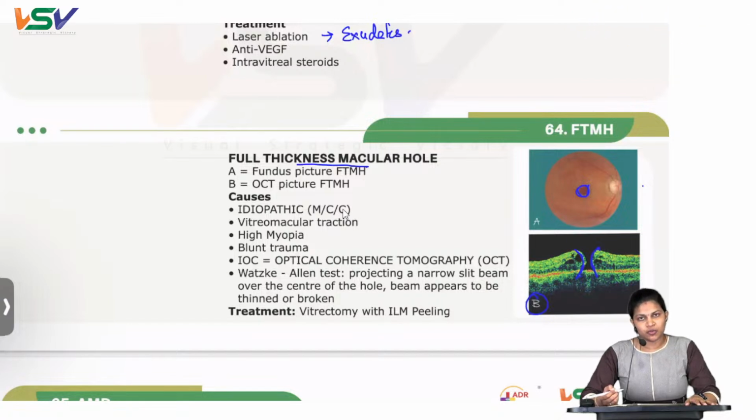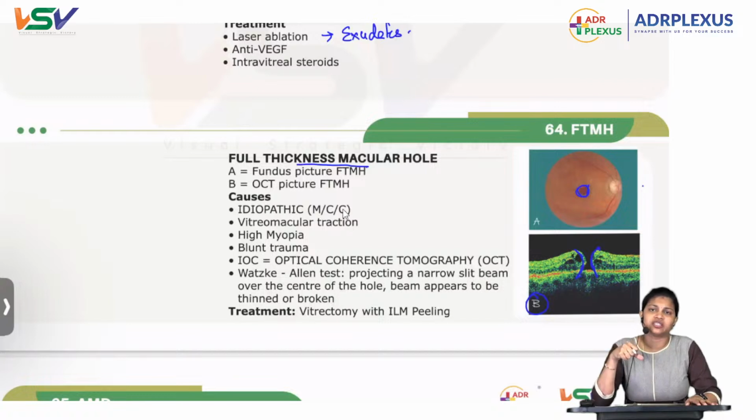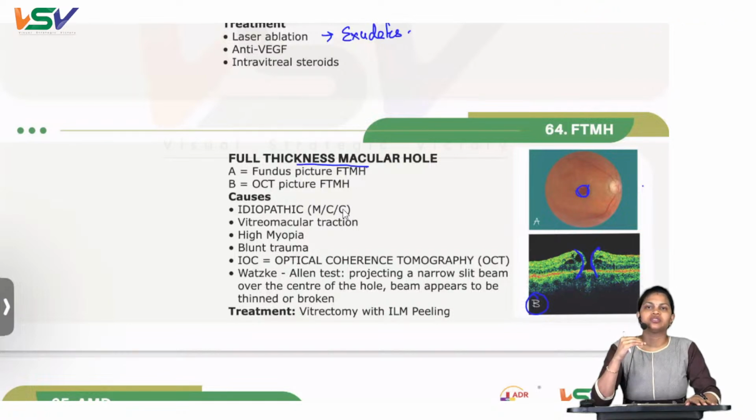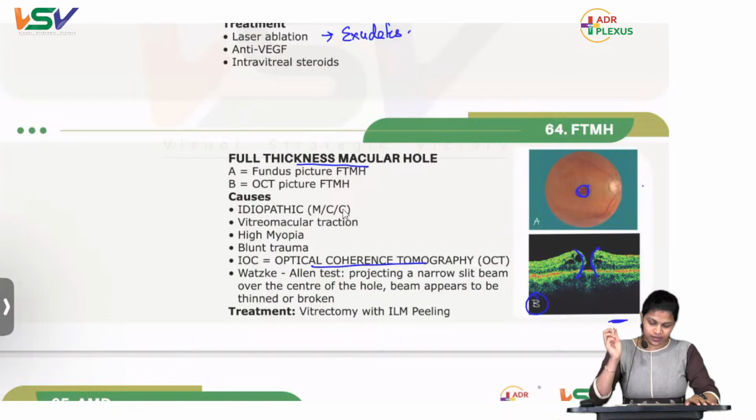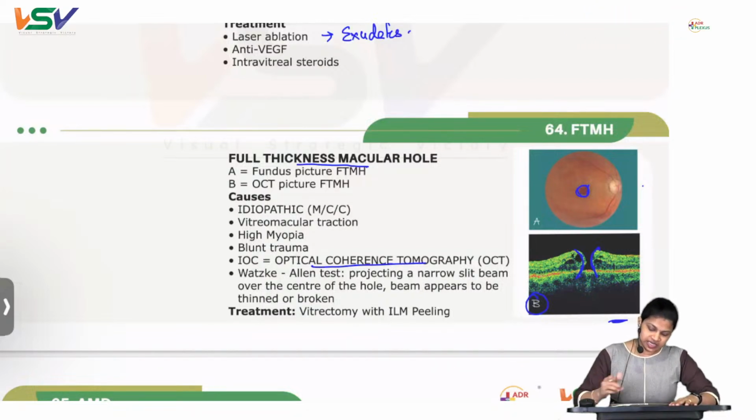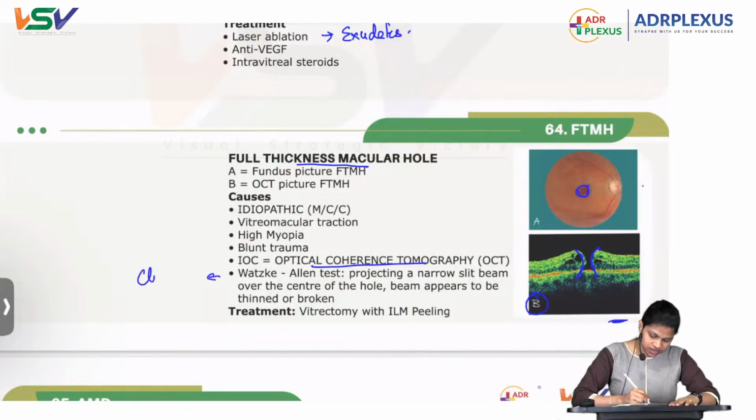Others would be vitreomacular traction. When the vitreous is producing a traction at the macula, it can cause a full thickness macular hole. Or high myopia or blunt trauma can also cause a full thickness macular hole. Okay, so the investigation of choice is what? Now we saw here OCT, optical coherence tomography. Okay, now a clinical test is there, which is the Watzke-Allen test. So what you are seeing here is not a clinical test, it is an investigation.